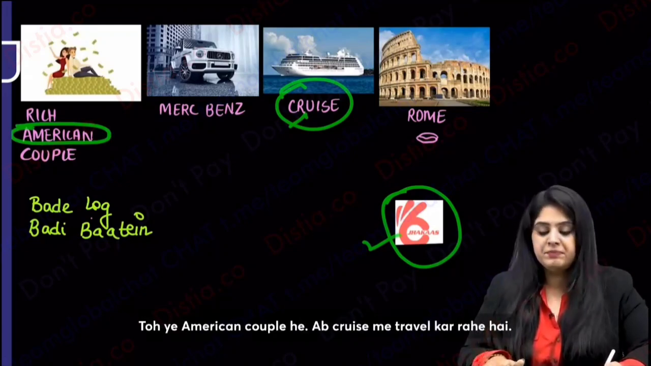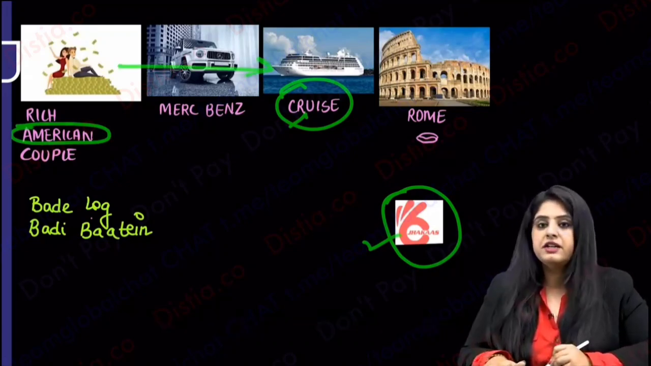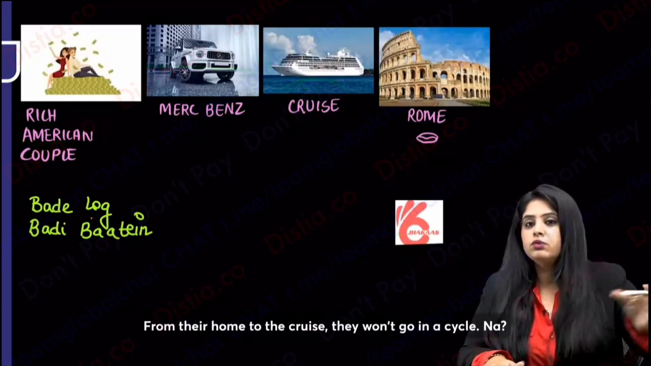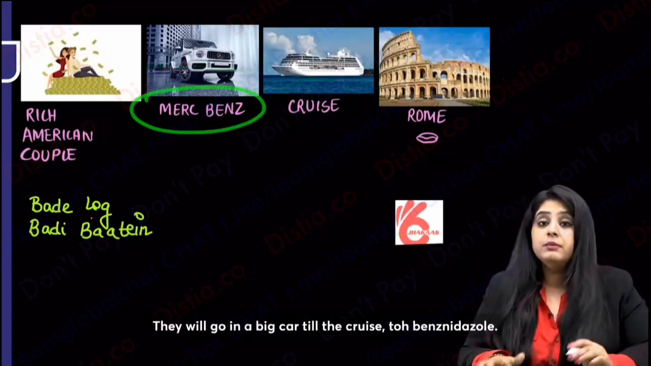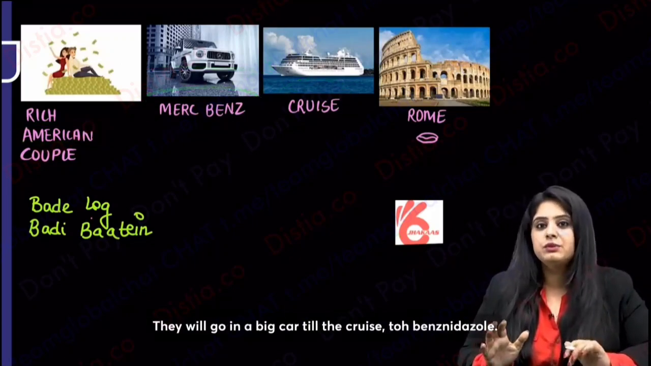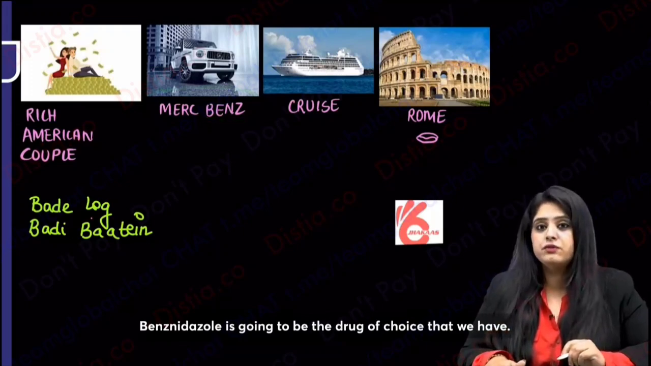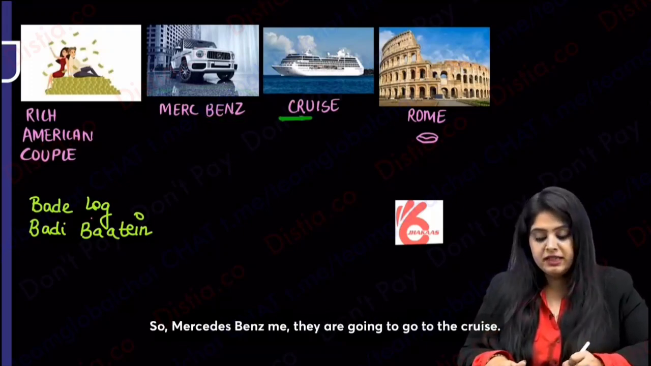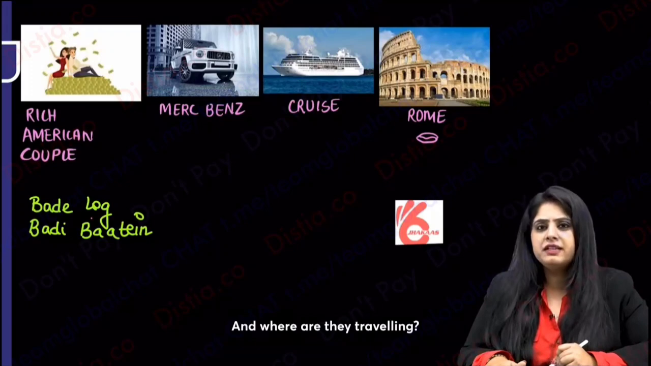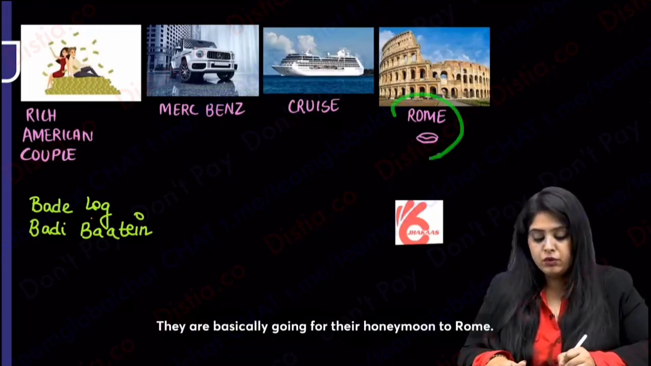So this is the American couple. Now they are traveling in a cruise. From their home to the cruise, they won't go in a cycle, na? They will go in a big car till the cruise. So benzonidazole. Benzonidazole is going to be the drug of choice that we have. So in a Mercedes-Benz, they're going to go to the cruise, and where are they traveling? They are basically going for their honeymoon to Rome.